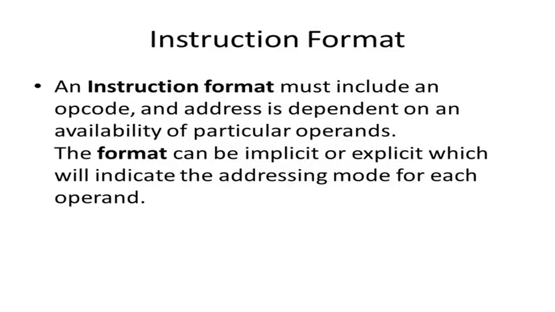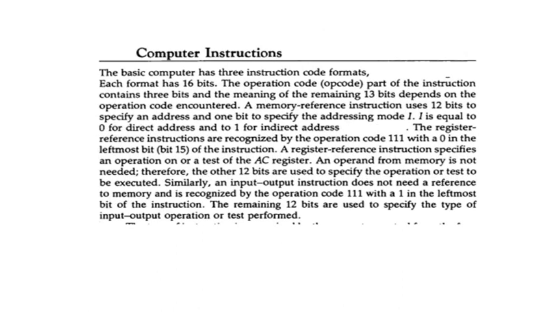And what is meant by instruction format? An instruction contains one opcode, an address, and one index mode register. The mode is 1 bit, then an opcode and an address. So this may be the operand, and where the operand is stored is based on the addressing mode. So this is the instruction format.